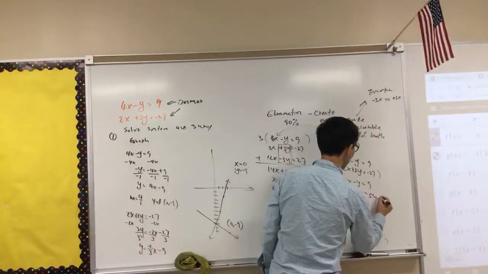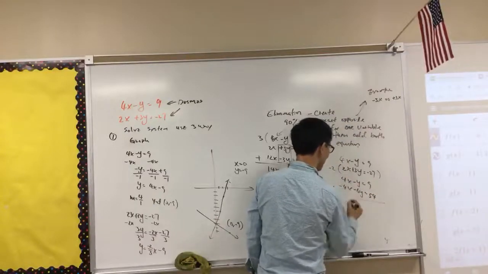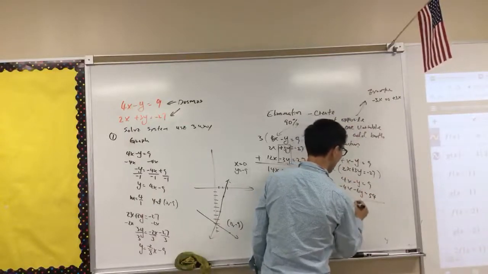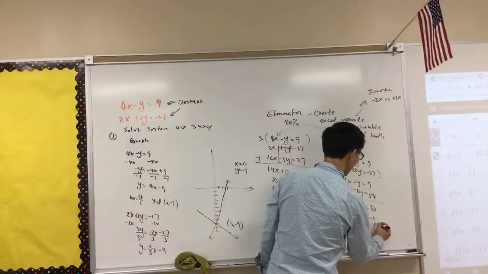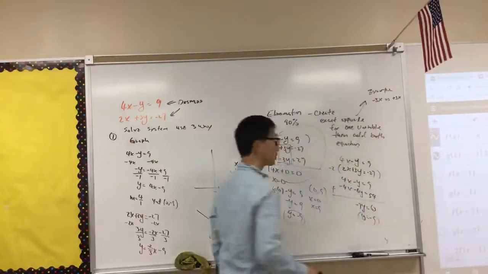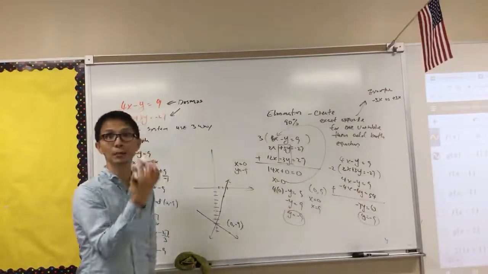Positive 54. So now I'm going to add those. That's going to give you what? 0 minus 7y is equal to 63. Y is equal to negative 9. It's the same thing as this part, and you can plug it back in to get the y.